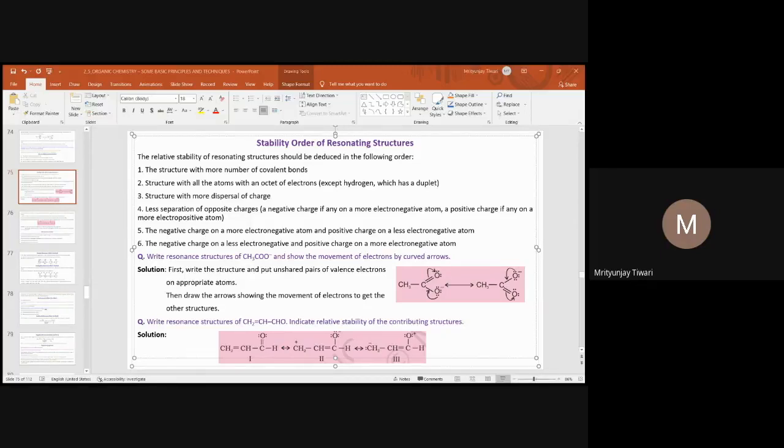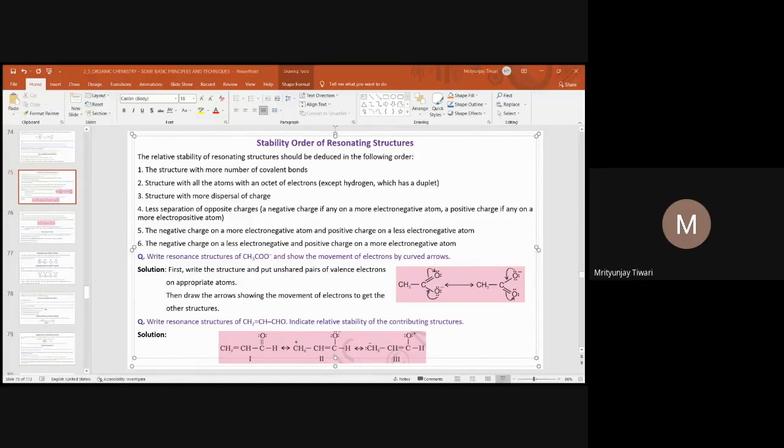And then first we write the structure and put unshared pairs of valence electrons on the appropriate atoms. So we have written the structure and put the appropriate number of unshared electron pairs on the appropriate atoms. On this oxygen atom there will be two pairs of unshared electrons, meaning two lone pairs on this oxygen atom. And on the oxygen with the negative charge there will be three lone pairs.